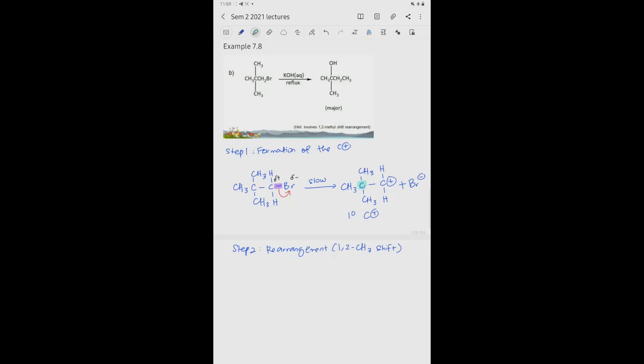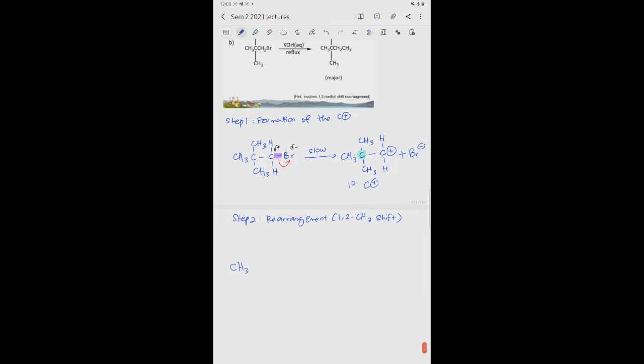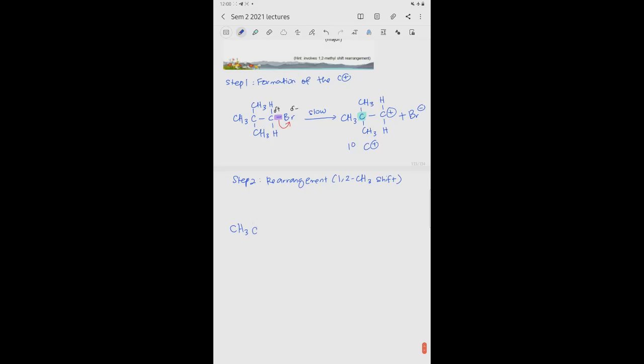The adjacent carbon of the carbocation has two methyl groups. So we can rearrange the methyl group to form a more stable carbocation, which is the tertiary carbocation. How to do it? Let's go to step 2. Step 2 in this reaction is rearrangement, and we will now do the 1,2-methyl shift rearrangement. So we redraw the structure of the carbocation that we got in step 1, which is the primary carbocation.